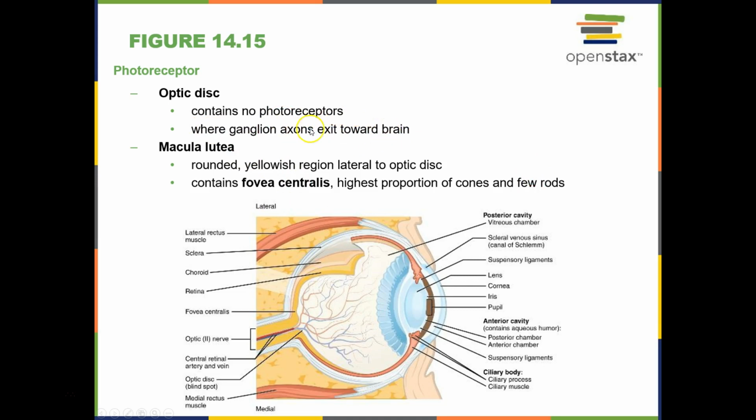I already talked about this, but I'll mention it again. The optic disc is the area where there are no photoreceptors, so this is also known as your blind spot. And this is where the ganglionic cells exit, forming that optic nerve. The macula lutea is a region just lateral to the blind spot, right here, and it contains the fovea centralis. So this is where the majority of your cones are located and the best visual acuity.